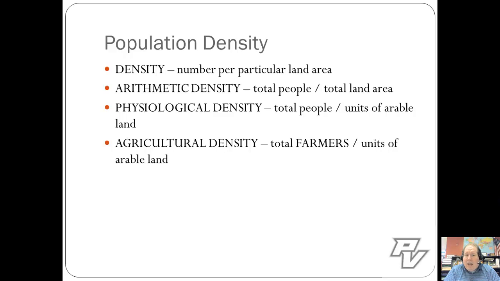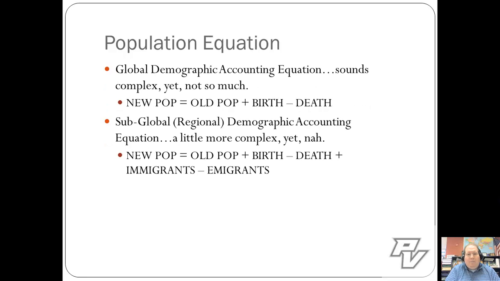So, just to recap, high arithmetic density, very dense population. Low arithmetic density, obviously very non-dense population. Physiological density, again, the higher that number is, the more reliant on importing food; the lower, the less reliant. And then for agricultural density, the higher that density is, the more subsistence farming that's going on. The lower that density is, the more market farming that's going on.